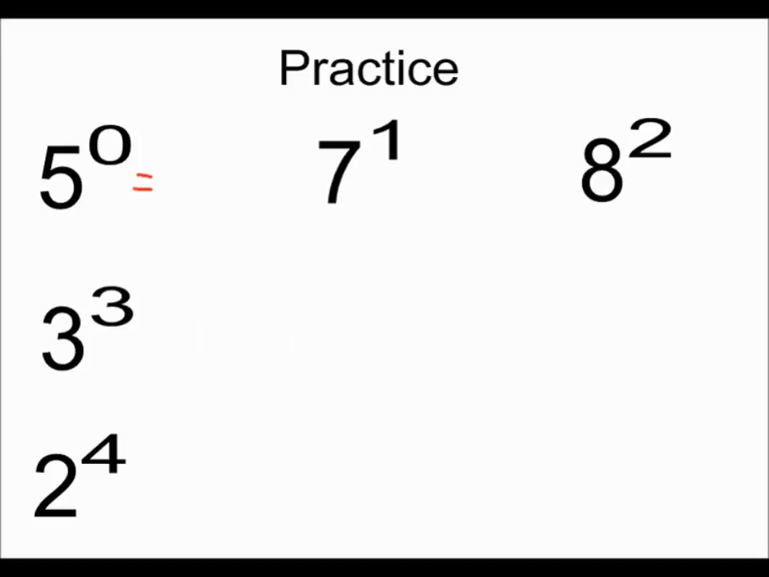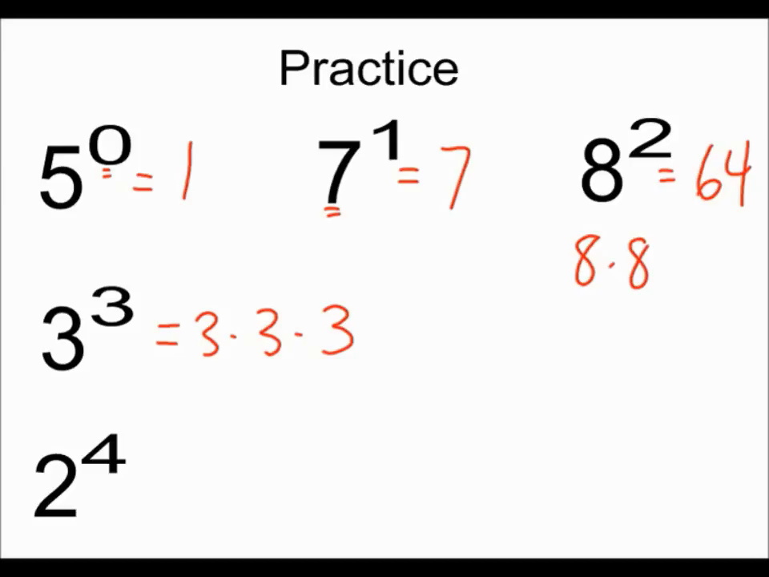So let's just practice a few of these. 5 to the 0 power. Well, we just said anything to the 0 power is 1. 7 to the first power. Anything to the first power is that number, 7. 8 squared means 8 times 8, so that would be 64. 3 cubed means 3 times 3 times 3. So 3 times 3 is 9, and 9 times 3 is 27.